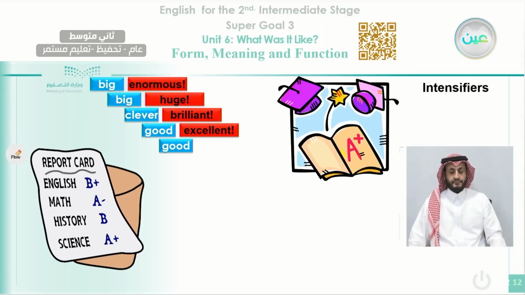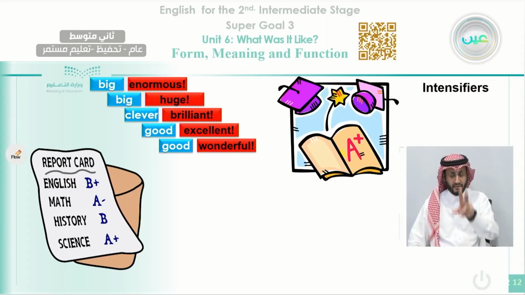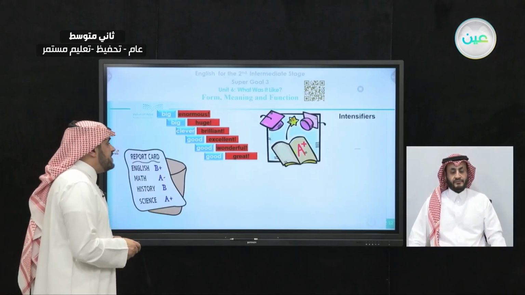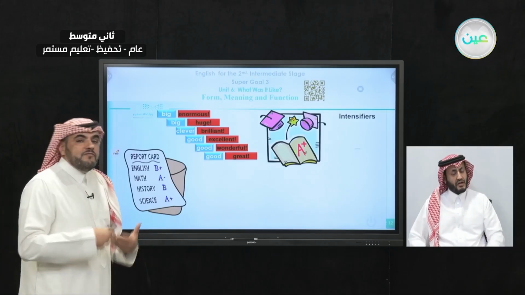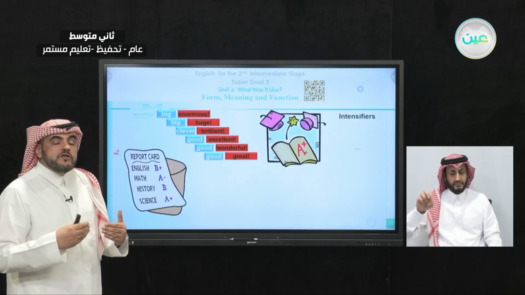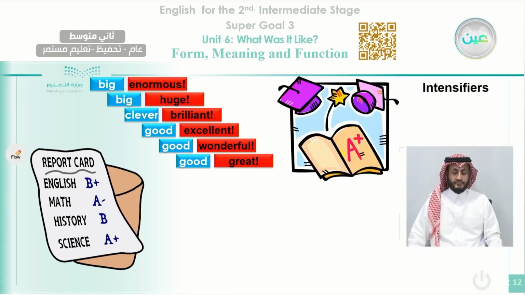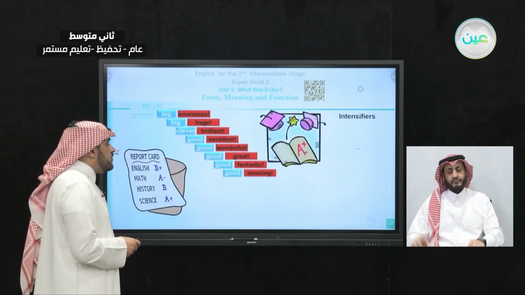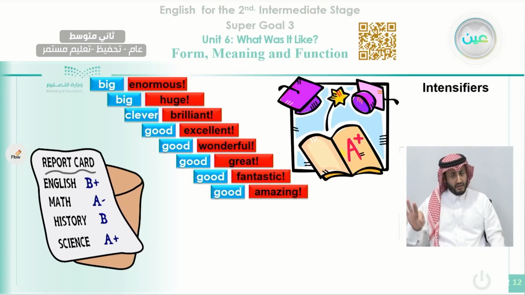Also, we can use another strong adjective, wonderful. Wonderful is a strong adjective also. We can say good, or we can say great. Great is a strong adjective, but good is not strong. We consider it a weak adjective. Good also can be used as a weak adjective, but fantastic is a strong one. Fantastic is a strong adjective. Also, there is a strong adjective called amazing. Okay, amazing. You hear sometimes your teacher saying excellent, wonderful, great, fantastic, amazing, and so on.